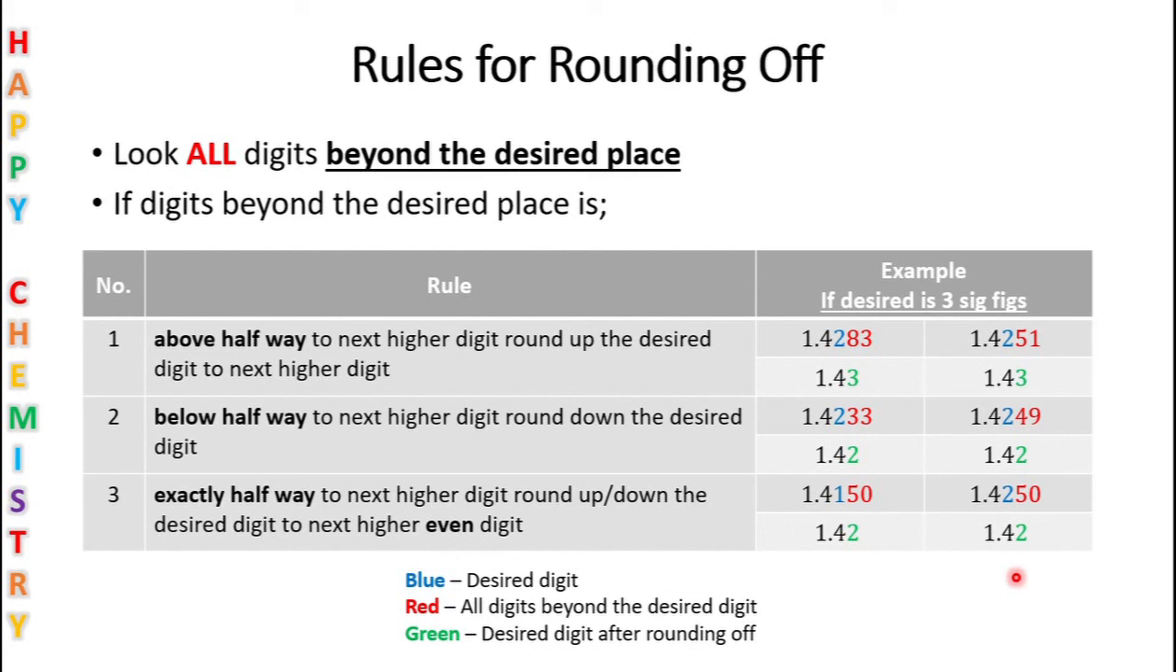To summarize the rules again, the first rule is if the digits beyond the desired place are above halfway to the next higher digit, round up the desired digit to the next higher digit. The second rule is if the digits beyond the desired place are below halfway to the next higher digit, round down the desired digit. The third rule is if the digits beyond the desired place are exactly halfway to the next higher digit, then round up or round down the desired digit appropriately to the next higher even digit.